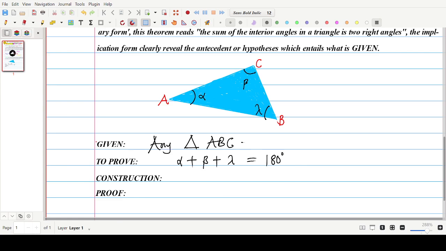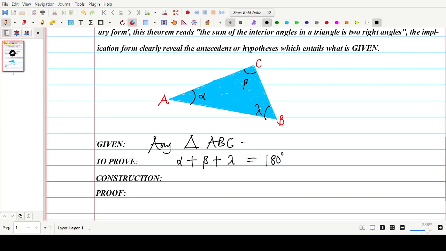Now, look at this construction. What do we construct in this scenario? This is what we do. We shall proceed and produce any side of the triangle to have adjacent angles. We can produce side AB or side AC or side BC. Any one you want is okay. All right, so I will take side AB. Let me extend side AB.